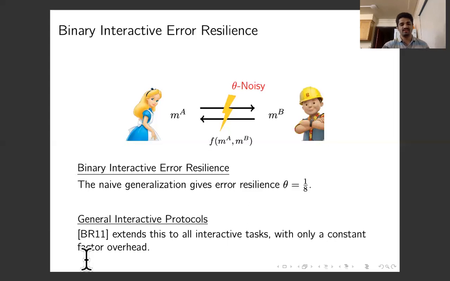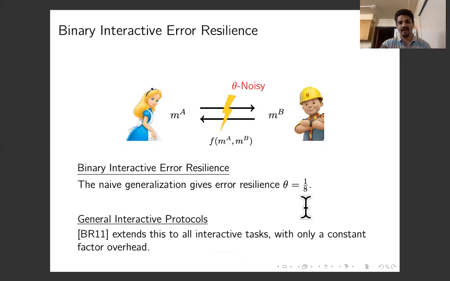And the big open question after BR11 was whether this 1/8 fraction is tight. Namely, is 1/8 the best error resilience you can get from a two-party protocol? Or are there protocols that can get error resilience larger than 1/8? This number 1/8 is actually very interesting because 1/8 happens to be a natural barrier for protocols for the message exchange task or for general functions f over the two-party channel.